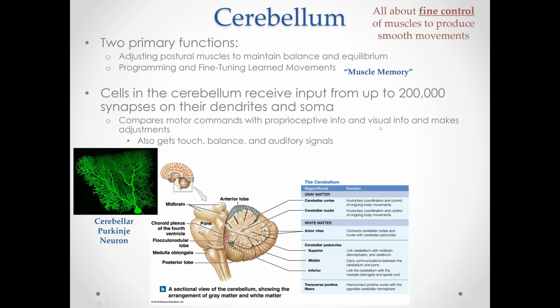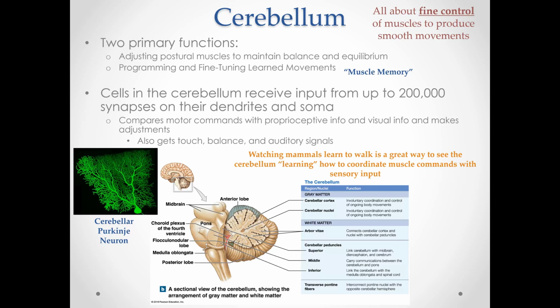It also receives visual information, which can help with balance, so you can orient yourself against the horizon. And it also gets touch, balance, and auditory signals. It's taking all the sensory information and basically saying, are we doing what we want to do with this motor command? Because remember, it gets a copy of the motor command. So the motor command is like, I want to raise my arm. The cerebellum gets a copy of that command as well as a bunch of sensory data. And so the cerebellum is the one that is calculating, okay, are we raising our arm like we wanted to? Is the arm in the position that it's supposed to be? And it does this through trial and error.